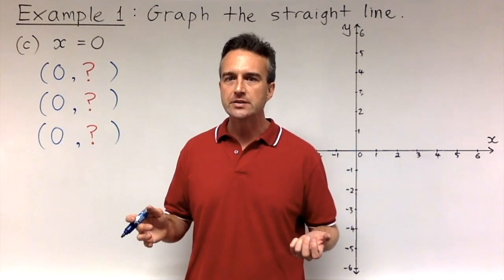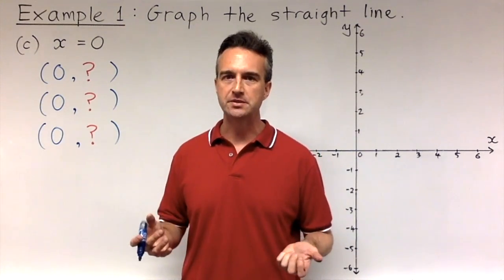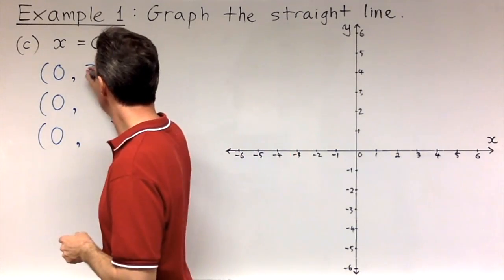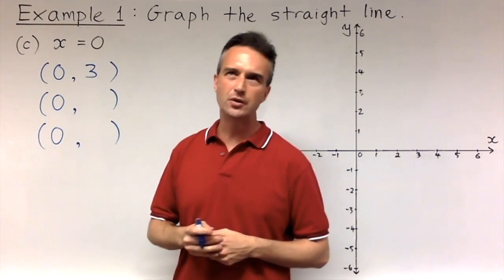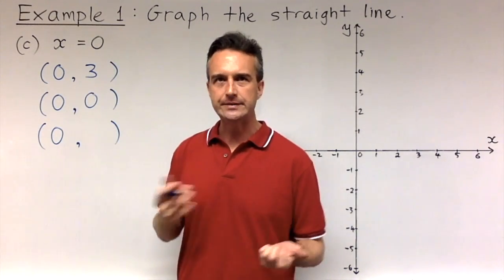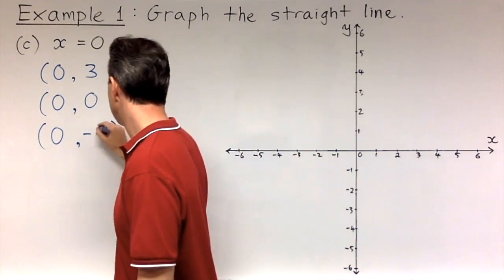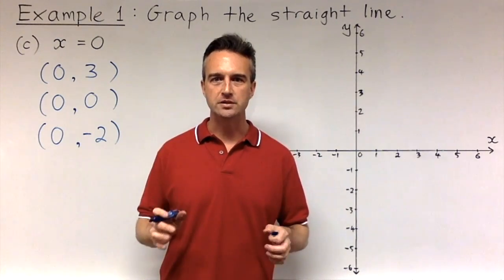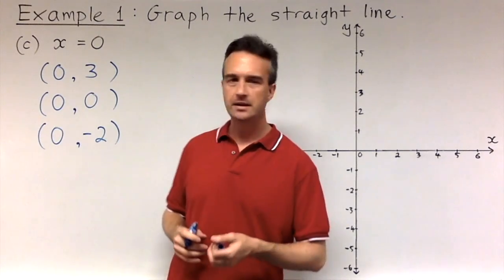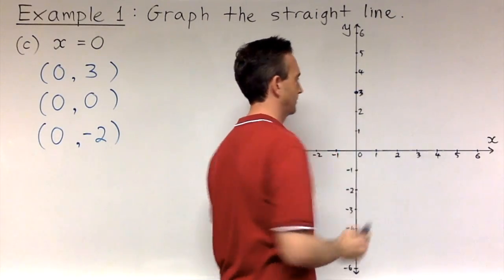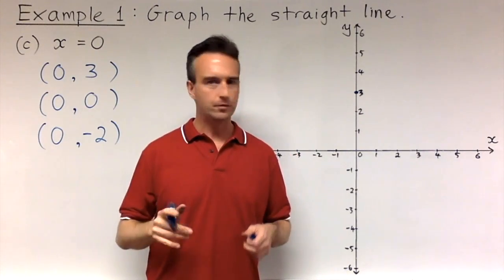And the y coordinate values, we can just choose any real numbers we like. I think I'll choose 3, 0, and a negative 1, negative 2. There we have 3 points. Let's plot them on our coordinate plane. 0, 3. 0, 0, the origin.